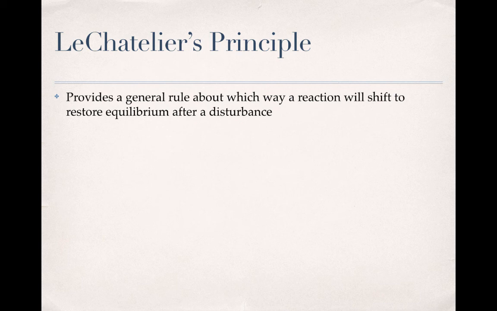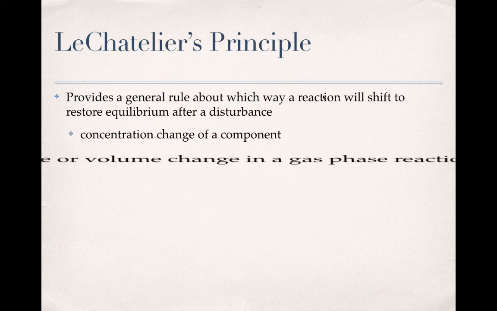And what Le Chatelier's principle covers is a general rule looking at how a reaction will respond in order to restore equilibrium after a disturbance throws a reaction out of equilibrium. So let's take a look at some of the different ways that we can disturb an equilibrium. We can change the concentration of a component. So if we can imagine a reaction that's at equilibrium, and perhaps we add something more to the reaction, or maybe we take something away, how will that reaction respond?